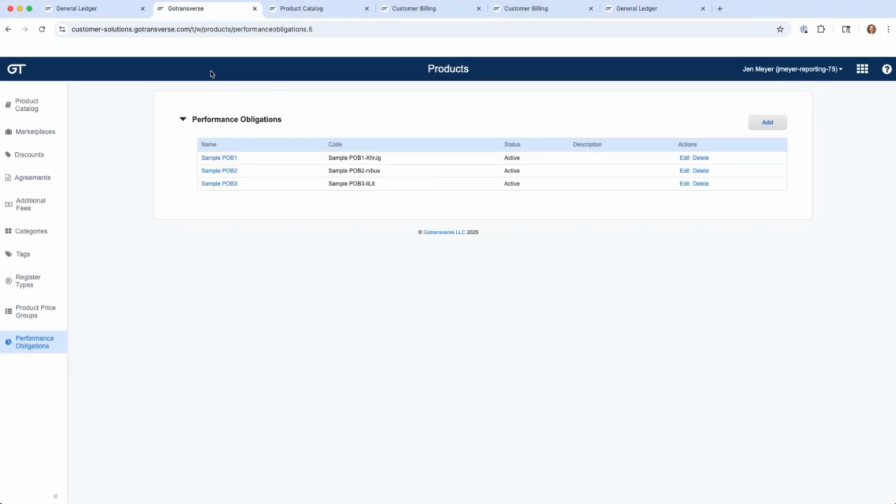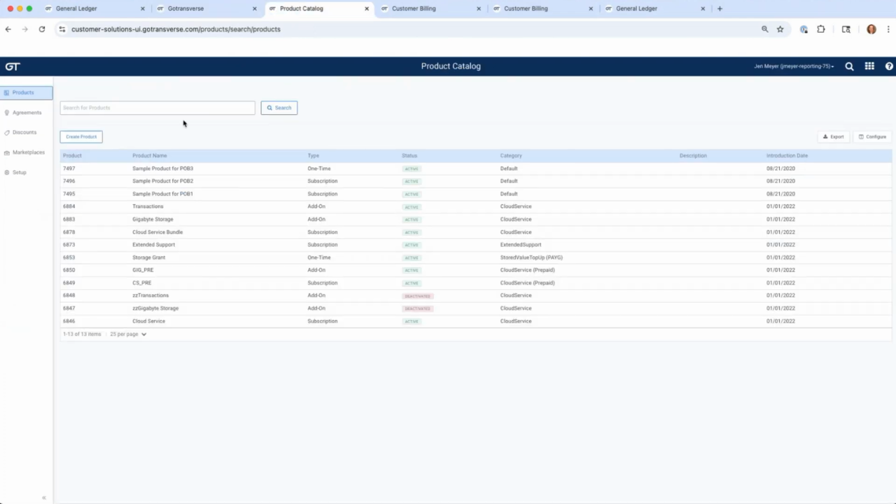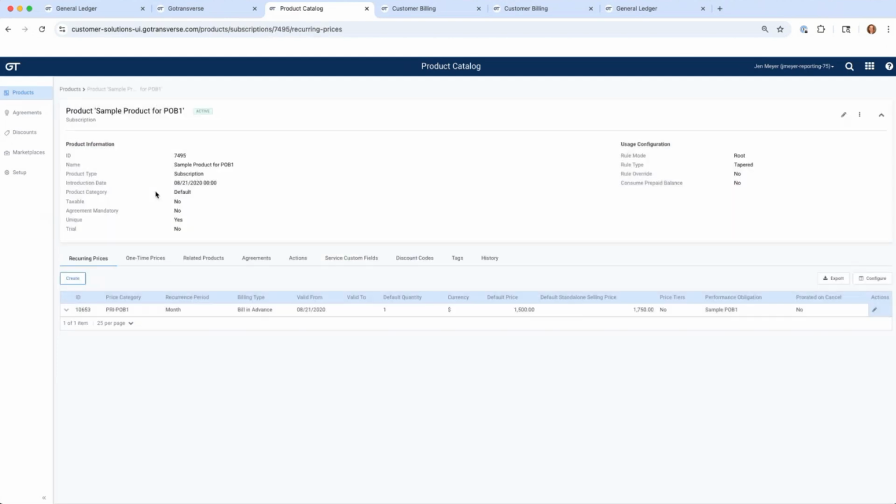We also have 3 performance obligations defined. In our product catalog, we have 3 products defined. When we pop into one of those products, we are going to see that they are defined with a default price, a default standalone selling price, and a performance obligation.